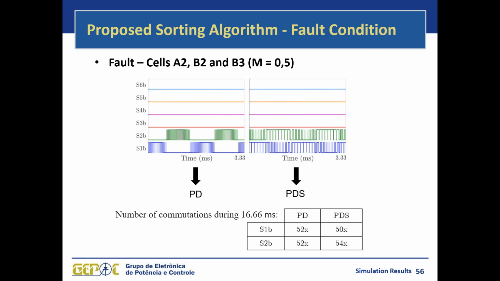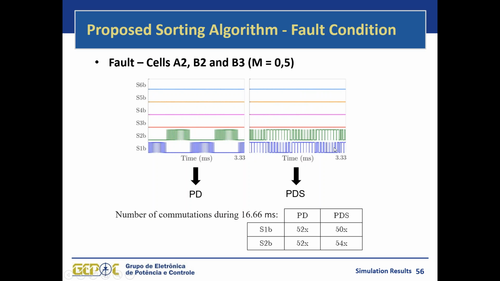So we have here results for this case. We have, for example, three faults on the converter: a fault on cell A2 and two faults on phase B, on cells B2 and B3, and a modulation index equal to 0.5. We can see here in phase B that cells B2 and B3 are bypassed. They are not synthesizing voltage. And we have this PWM for cell B2.